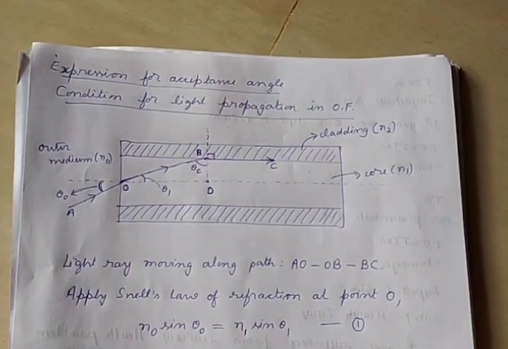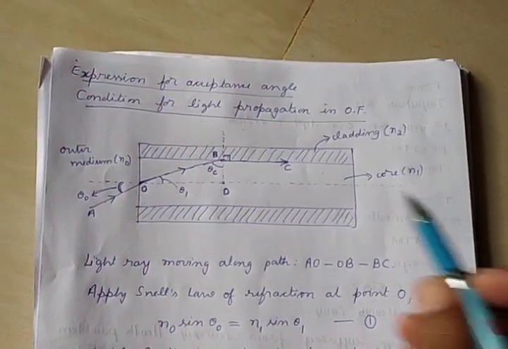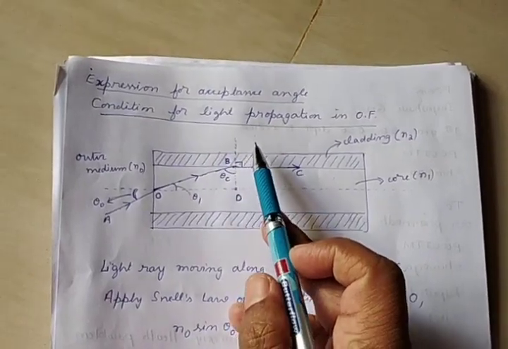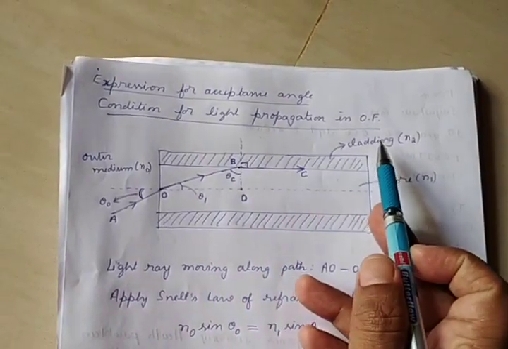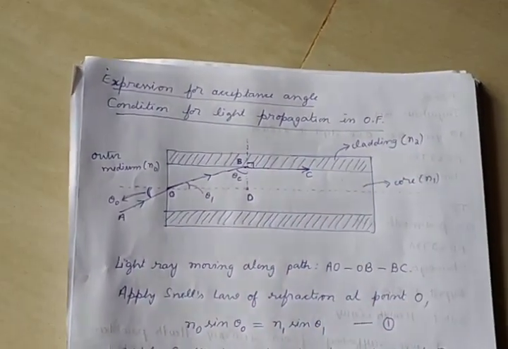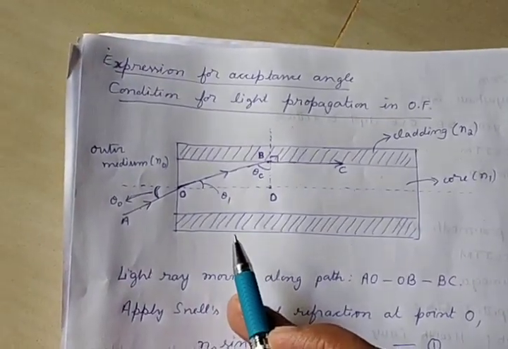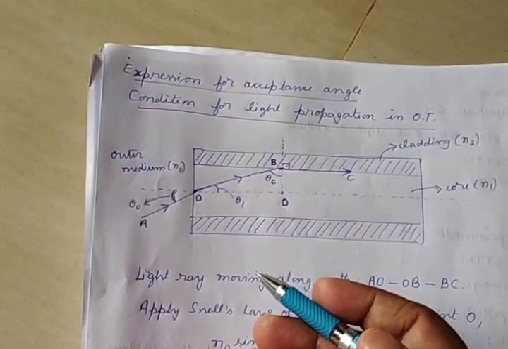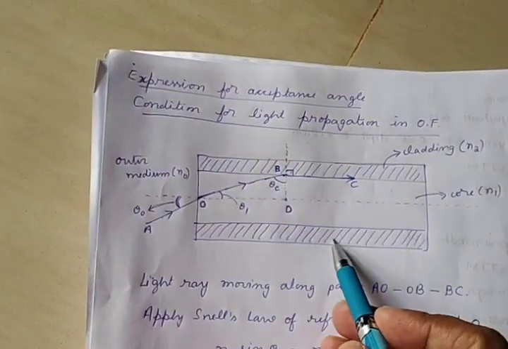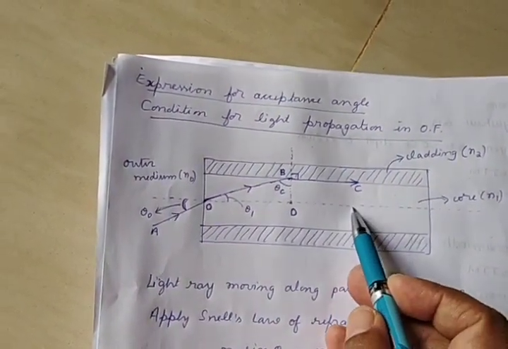Now I am going to talk about the derivation of the expression for the acceptance angle and also the condition for light propagation in the optical fiber. I have shown here the diagram of the longitudinal cross section of the optical fiber. This is the cladding region, and this is the core region.